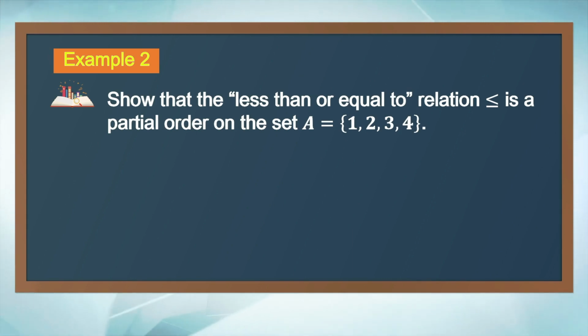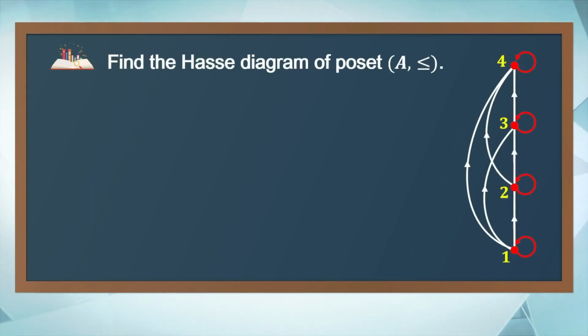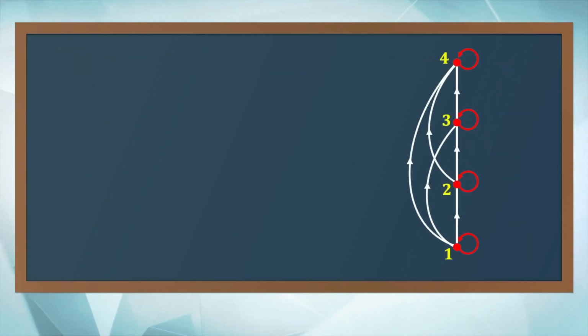What are the ordered pairs in this relation? (1,1), (1,2), (1,3), (1,4), (2,2), (2,3), (2,4), (3,3), (3,4), (4,4). The directed graph for this relation is displayed here. Next, find the Hasse diagram of this poset. Firstly, remove these loops. Because this relation is a partial order, it is reflexive, and its directed graph has loops at all vertices. We do not have to show these loops because they must be present. In the next figure, these loops are not shown.